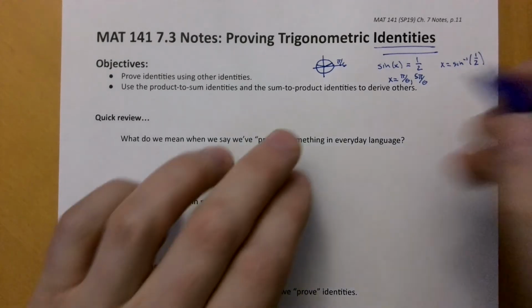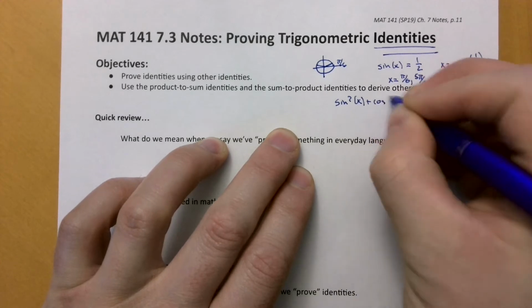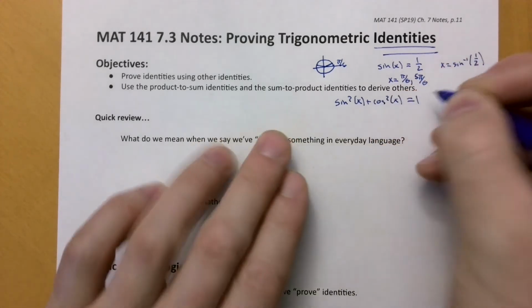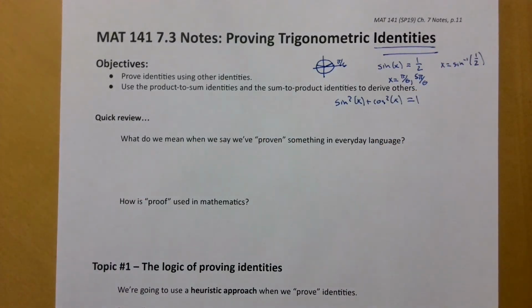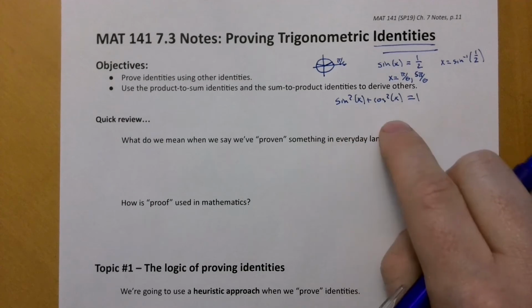On the other hand, if I give you sine squared x plus cosine squared x equals 1, this is true for any value of x within the domain of sine and cosine. So this is an identity that is always true. It's true for any x value.